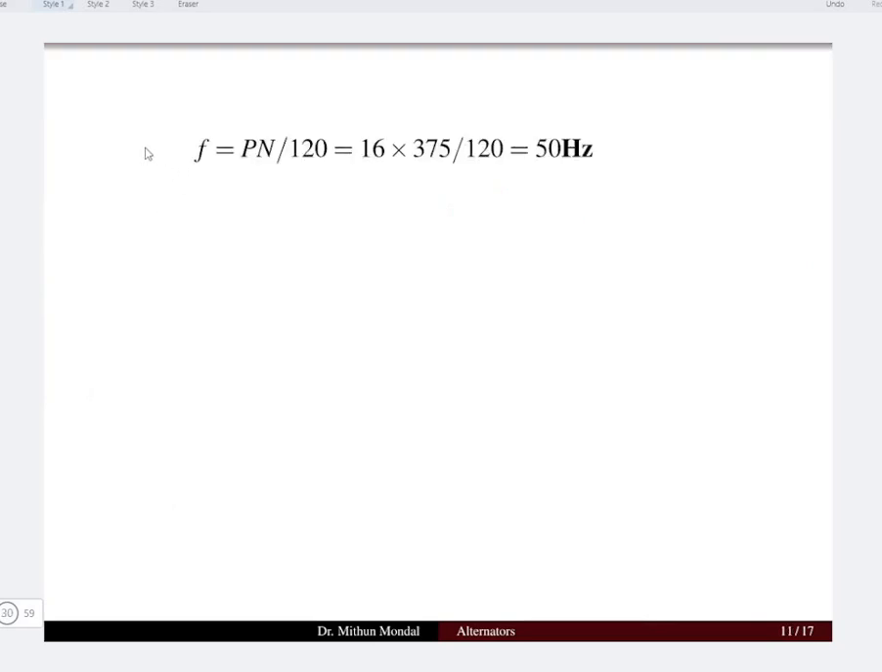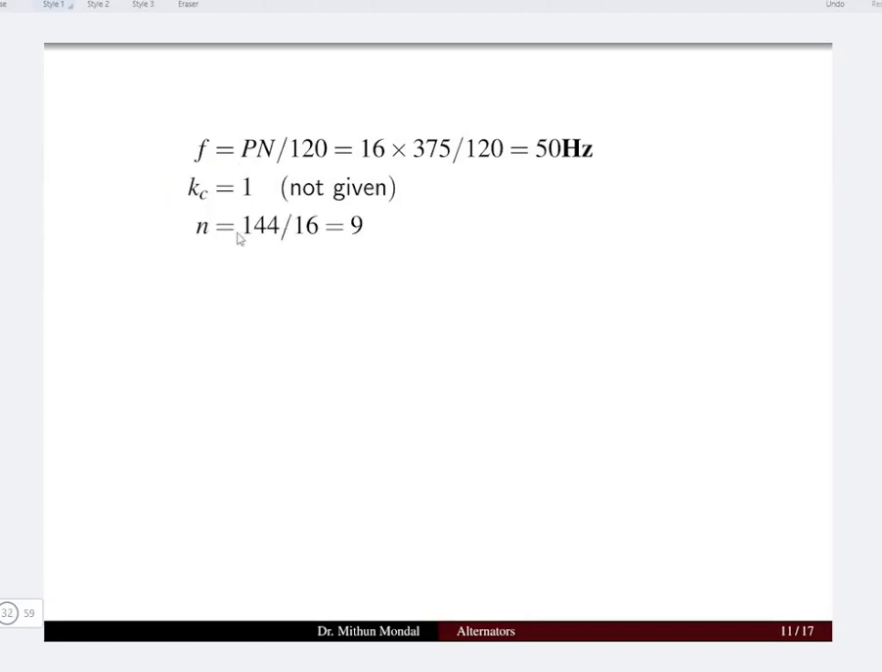So first let us see how to find the frequency. Frequency we can find from the equation of the speed, which is N = 120f/P, which will give us 50 Hz as the frequency of the supply, because poles and the speed are given to us. In this particular case, the full pitch is given, so the Kc value we can take as 1, because it is not given that the coil is short pitched.